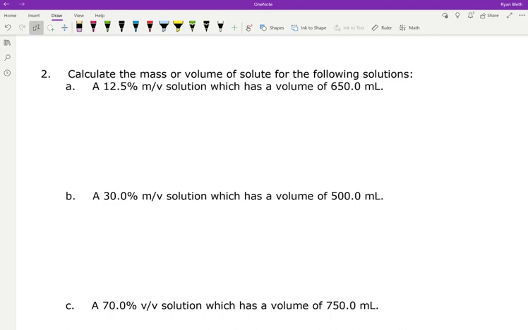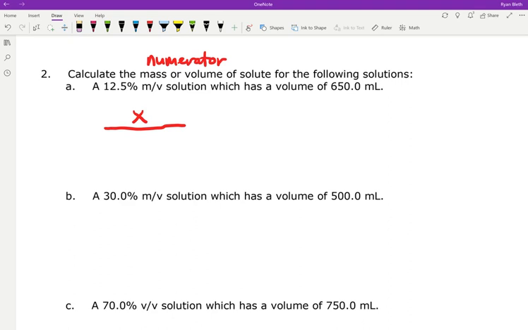For part 2, it says calculate the mass or volume of solute. So we're looking for the top value in my concentration calculation. Solute over solution times 100 equals percent. And they're asking us for solute. So if I stick with that template, solute over solution, I'm looking for my solute. Calculate the mass or volume of the solute. In other words, on all of number 2, you're going to be looking for the numerator, because that's where the solute goes. Calculate the mass or volume of solute for the following solutions.